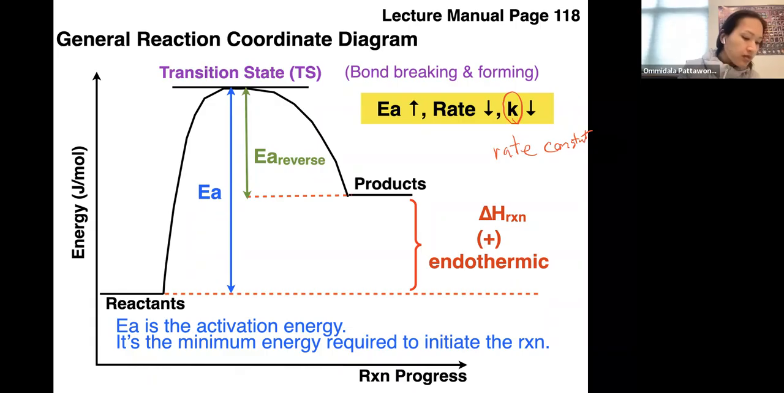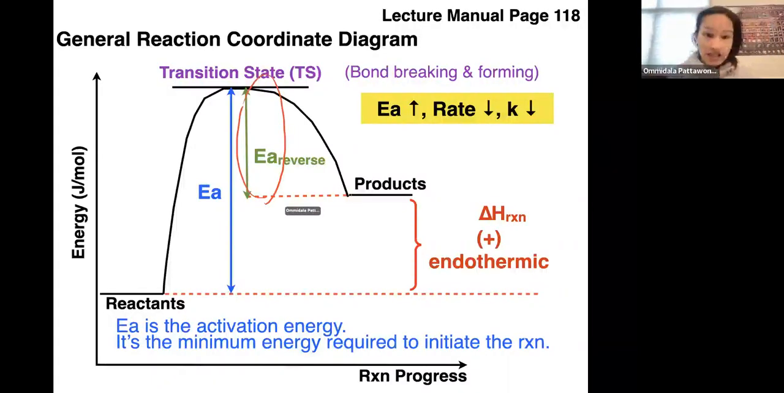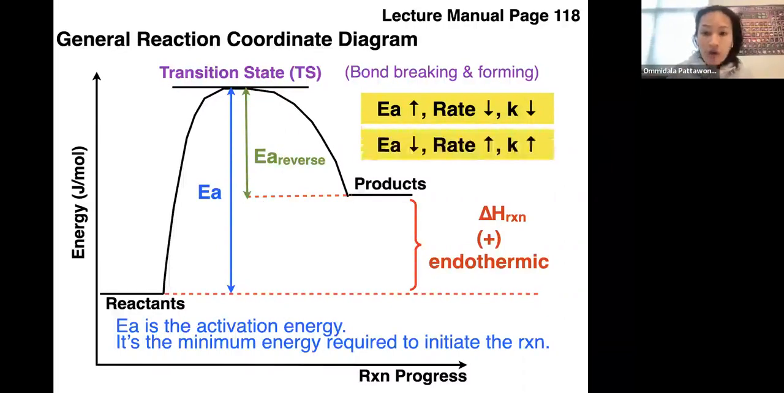All right, so if you're looking at the reverse process now, you can see that the activation barrier for the reverse process is actually much lower than the forward direction. So that means as the activation energy is low, the rate is going to be faster, and the same goes for the rate constant. So you can see that the reverse process is going to happen at a faster rate than the forward process.